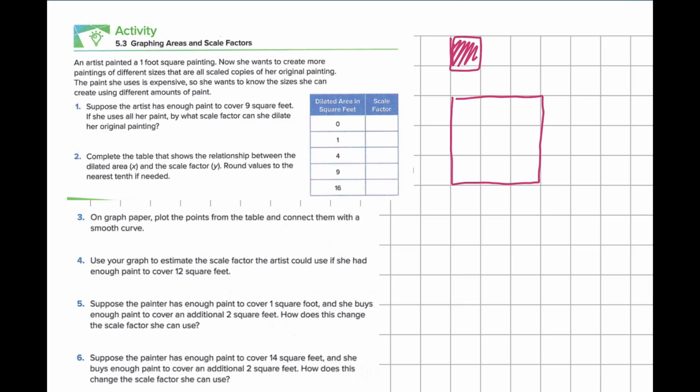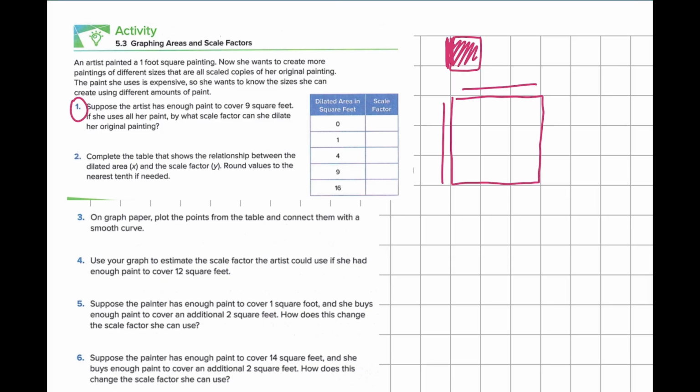So what is the scale factor that we had to multiply 1 by to get 3? And 3 here. Answer that there. Then complete the table that shows the relationship between the dilated area and the scale factor. Round values to the nearest tenth. That's 1 place after the decimal. Remember, if there's a 5 or up behind it, you round it up. If there's 4 below, you stay the same.